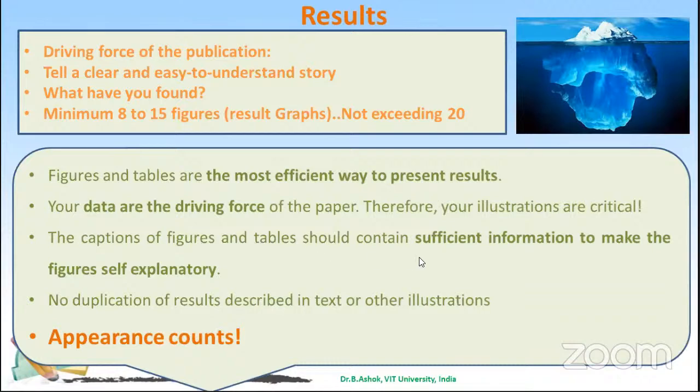The captions of the figures and tables should contain sufficient information to make the figures self-explanatory. For example, see here the figure is simply mentioned. But here you can see this circle, this is a tip, this is the visible region, and this is the invisible region. Inside the invisible region, it is also partially separated. Like that, you can put an arrow mark and write something over the figure itself. Self-explanatory figures should be more informative. That is another important thing. No duplication of the results in the text or the other illustrations.